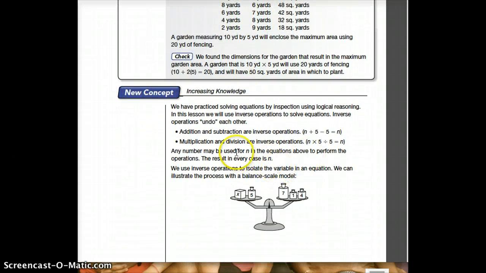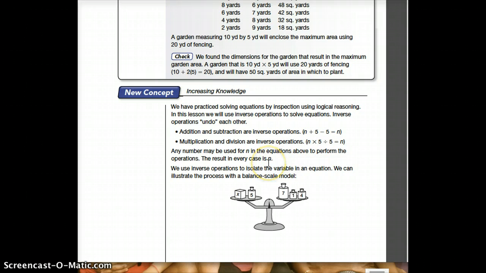All right, so we have practiced solving equations by inspection using logical reasoning, which basically means just solving equations by looking at them. In this lesson, we're going to use inverse operations to solve equations. Inverse operations undo each other. Addition and subtraction are inverse operations. Inverse means the opposite. Addition, the opposite is subtraction. Multiplication and division are opposite or inverse operations. Multiplication, the opposite is division.